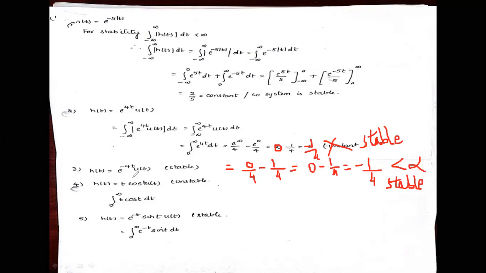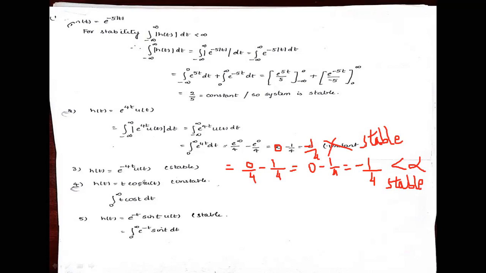Understood? Now h of t is equal to e power minus 4t. So here, whenever you take the magnitude values, the range is from minus infinity to 0. E power minus 4t mu of t is a stable function. And coming to the next, taking the magnitude, it is e power minus 40 or e power plus 40. Whatever, the magnitude is the same here, the minus 40 and the plus 40. So both are stable functions.